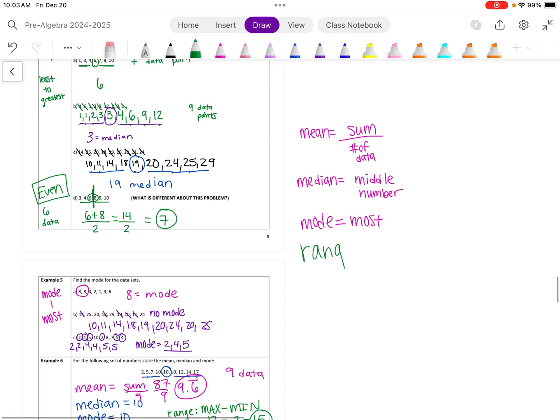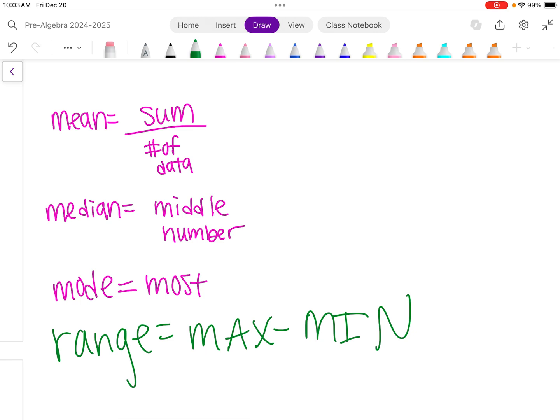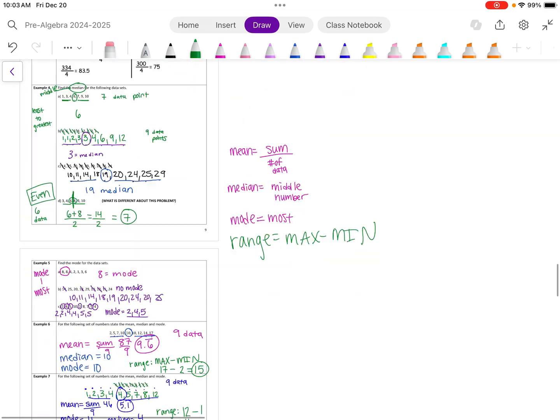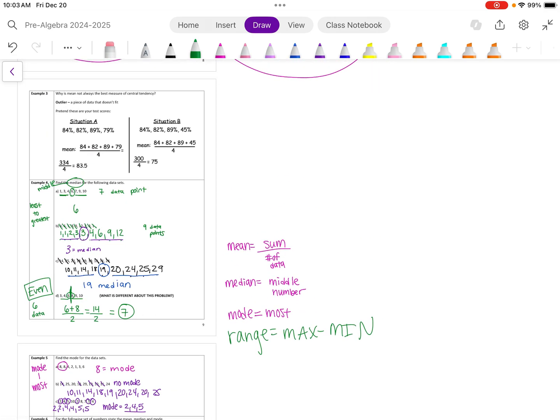So I would remember these things right here. You will need these for your worksheet and your IXL today. So if you want to take a picture of that, please go ahead and take a picture of your notes and submit them on Schoology, and have a great break.